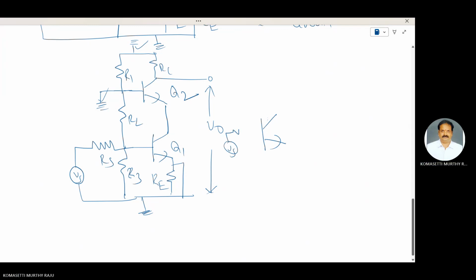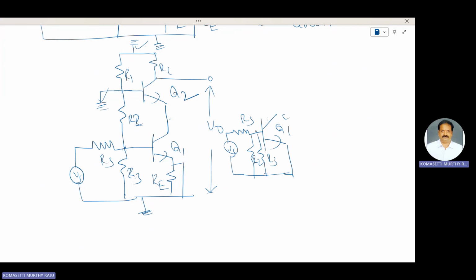VS in series with RS. Here, any short circuit across RE is also short circuit. R2 is connected between this point and ground, and R3 is connected between this point and ground. R2 and R3 are connected in parallel. R2 is connected between the base of Q1 and ground. R3 is connected between the base of Q1 and ground.